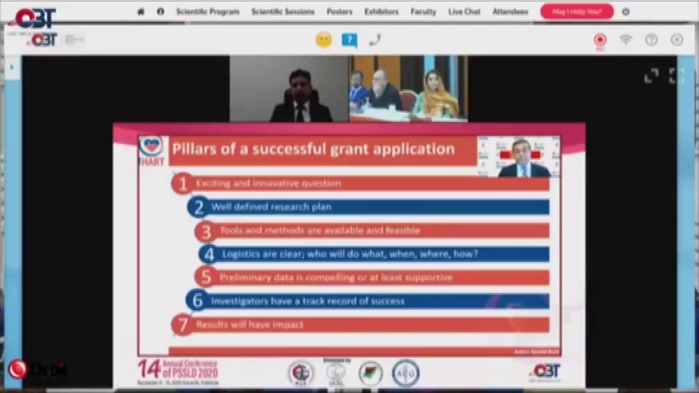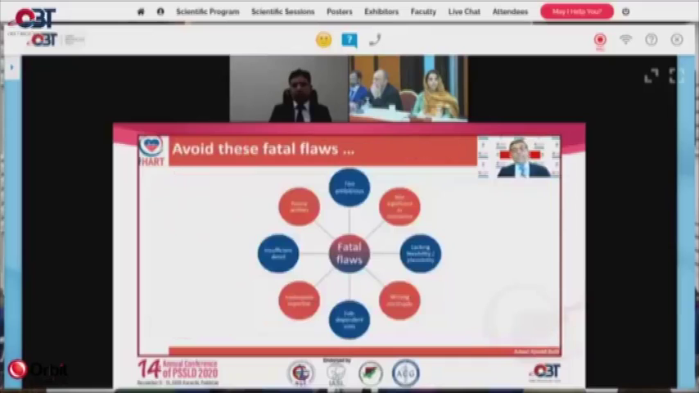And a few fatal flaws to avoid are, don't be too ambitious. So in a single grant, don't put like 15 different hypotheses, be focused. Another fatal flaw is that significance or innovation is lacking. So if someone is asking a question that has been asked many, many times before and answered by other people, or it doesn't matter if you answer it successfully, it won't change the practice in any way. The project lacks feasibility or plausibility, or if you choose the wrong methods to answer the question.